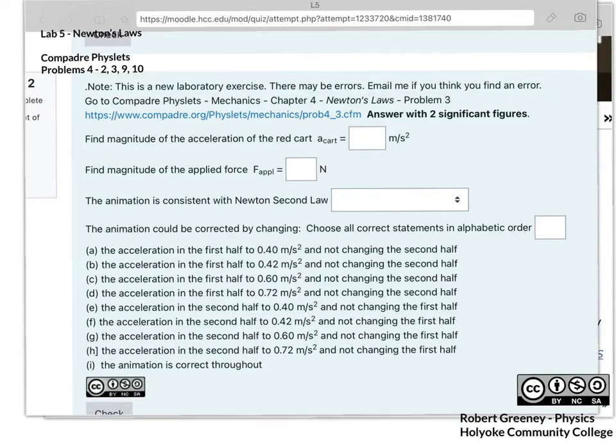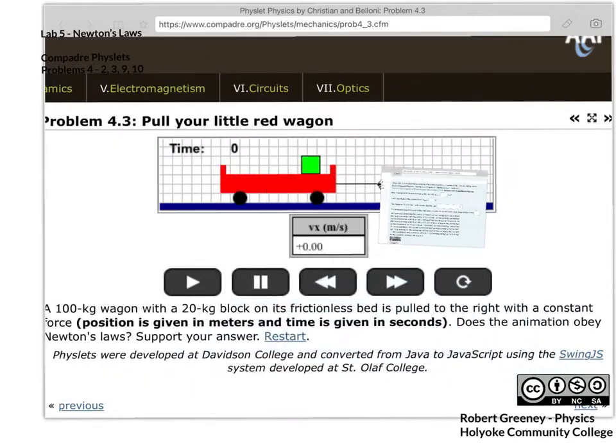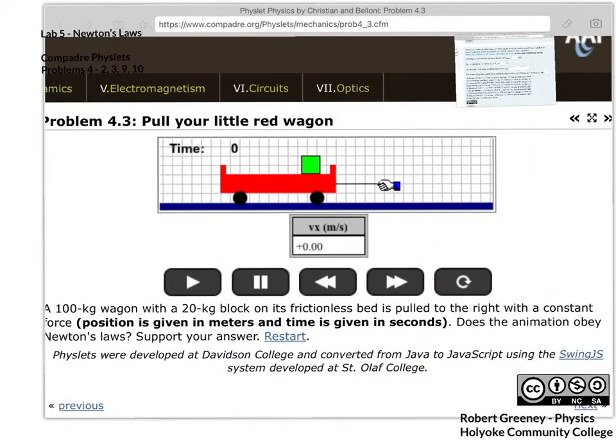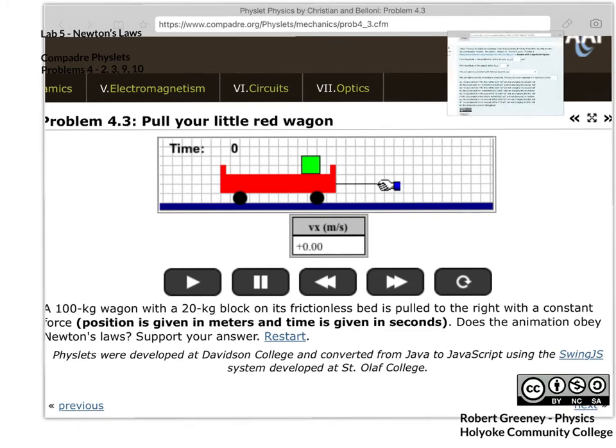So let's go to the simulation and begin to do that. Before we play it, let's familiarize ourselves with the situation. We have a 100 kilogram wagon, a 20 kilogram block on a frictionless bed. The block is on a frictionless bed. It is pulled with a constant force, so the force is constant. We can measure positions in meters. The time is given with the clock in seconds. And so we want to collect some data and see if it behaves according to Newton's second law.